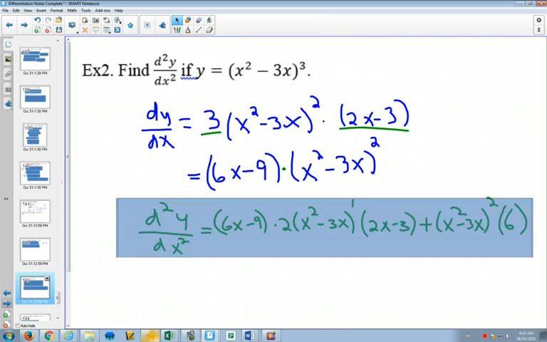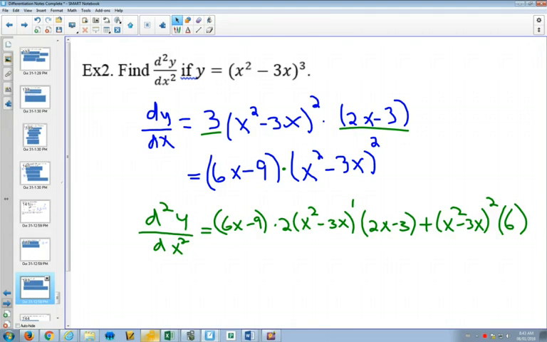So how does the product rule work? Keep the first one the same. Derivative of the second one, and notice I did the chain rule in the second one here. The number comes out in front. Subtract 1 from the exponent. Then the derivative of the inside. Plus, keep the second one the same, and the derivative of the first one will just be 6.